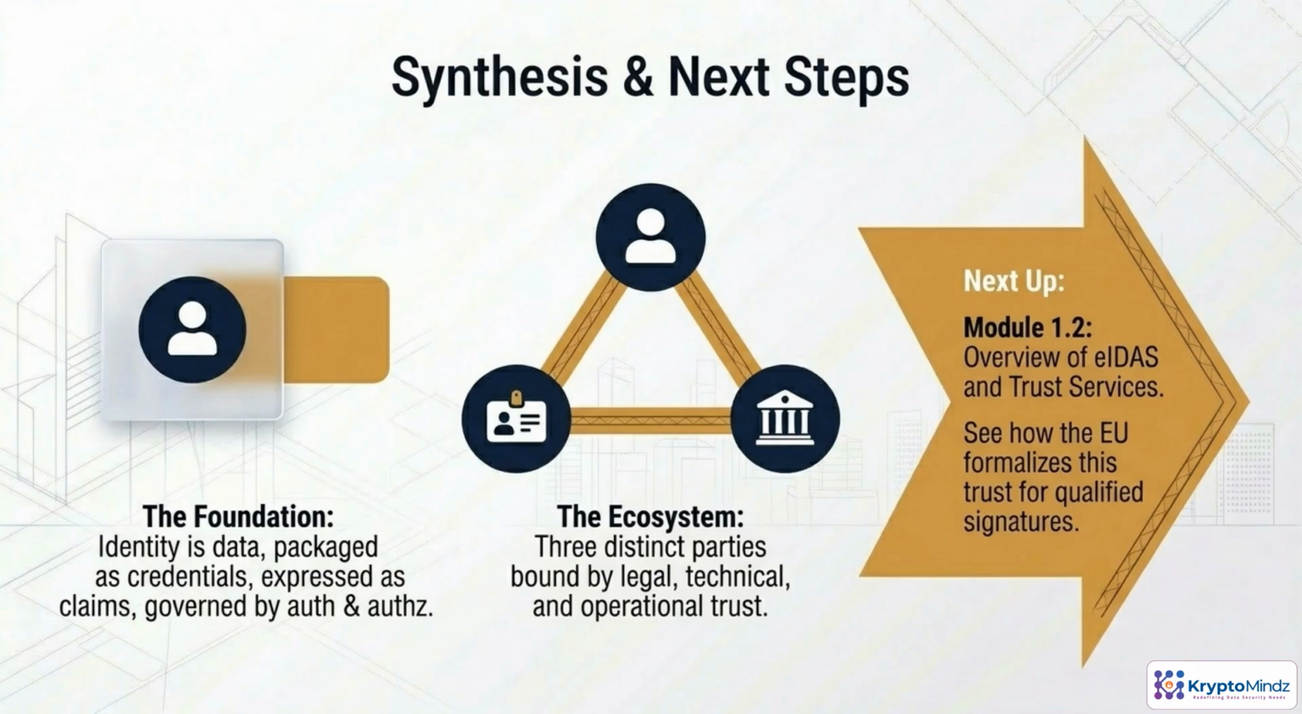You now have the core language of digital identity: attributes, credentials, and claims, authentication versus authorization, and the triangle of subject, relying party, and identity or credential provider. Review each term until you can explain it clearly. In the next step, we'll connect this foundation directly to eIDAS and EU Trust services.